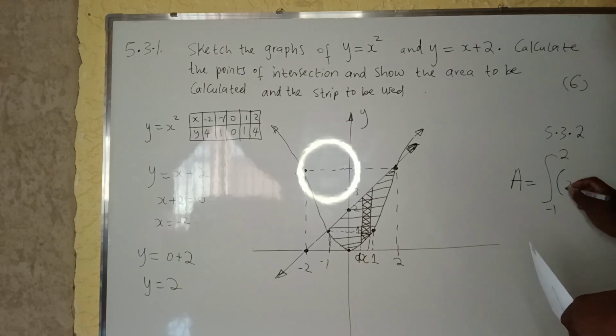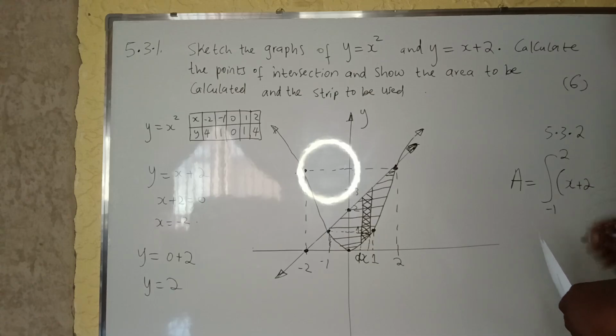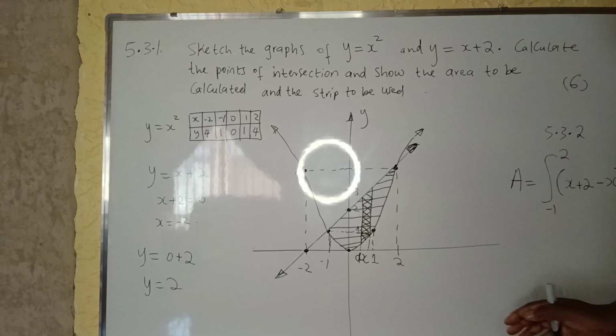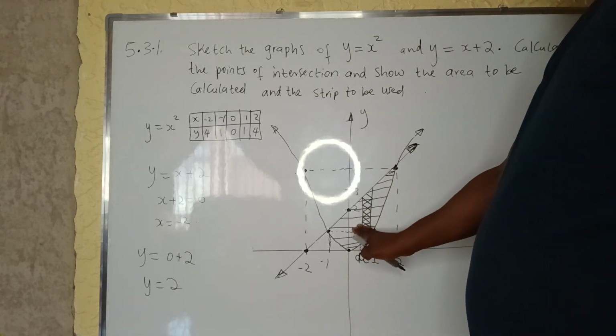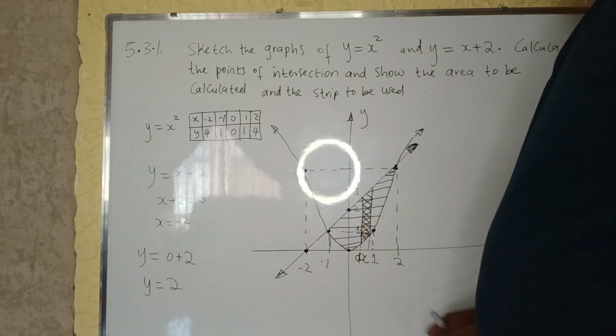We have x plus 2, which is the straight line, minus x squared, which is the graph that is below. You can see the parabola is below, so it's negative.